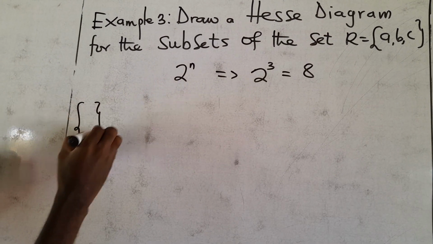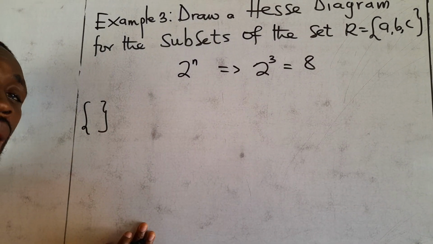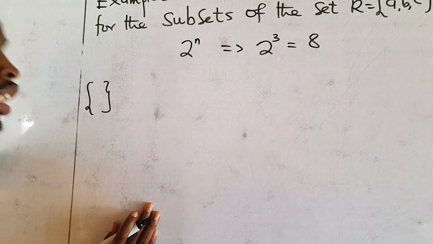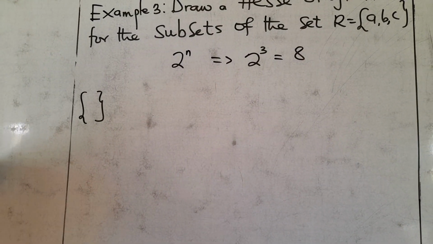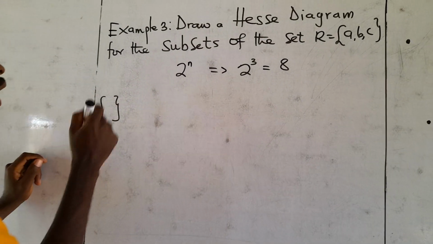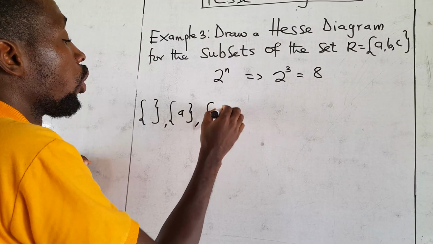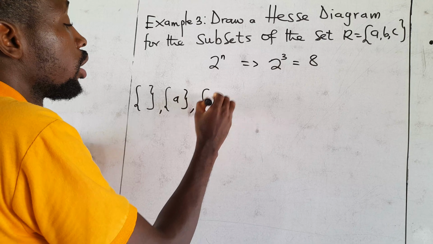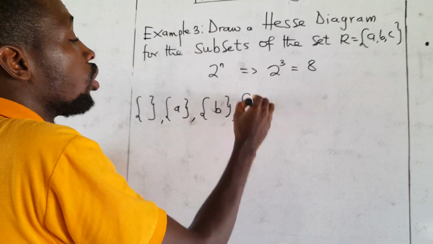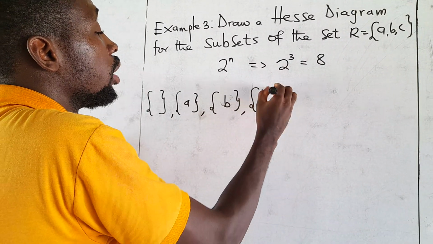Remember that we say an empty set is a subset of every set, and every set is a subset of itself. So we need the empty set first. We need all unit sets. All unit sets are subsets of a set. So like this, A, B, and C.